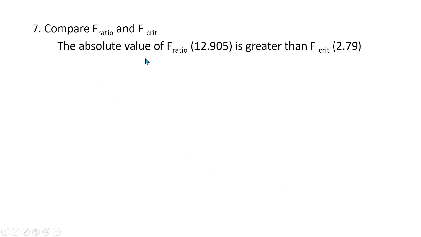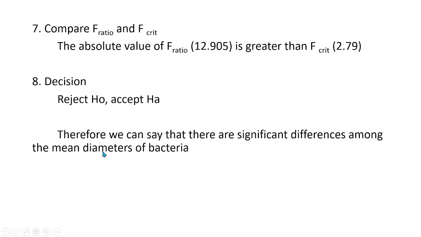So the absolute value of the F ratio, which is 12.905, is greater than the F critical, which is 2.79. Therefore, our decision is to reject H0 and accept the alternative hypothesis. Therefore, we can say that there are significant differences among the mean diameters of bacteria.